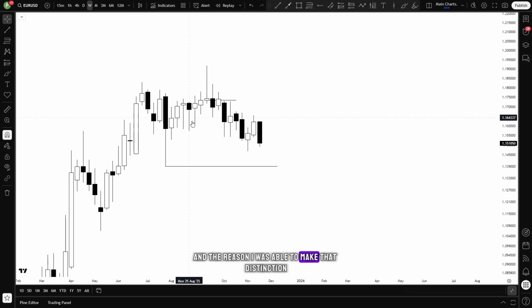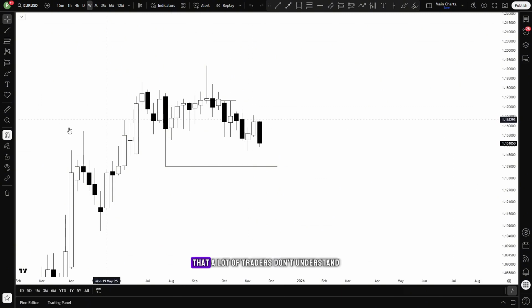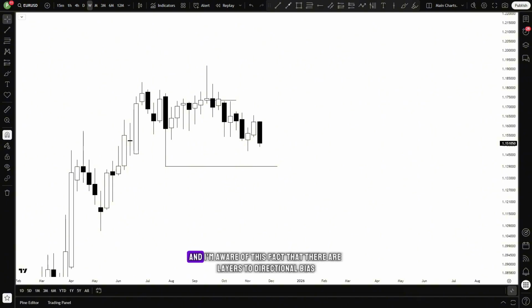And the reason I was able to make that distinction is because I understand something that a lot of traders overlook, that a lot of traders don't know about, which is that there are layers to directional bias. This means that you might have a weekly bearish directional bias, but in spite of that, there could still be a lot of days on which you might have a bullish directional bias on the daily time frame because price has formed short-term drawn liquidity higher.